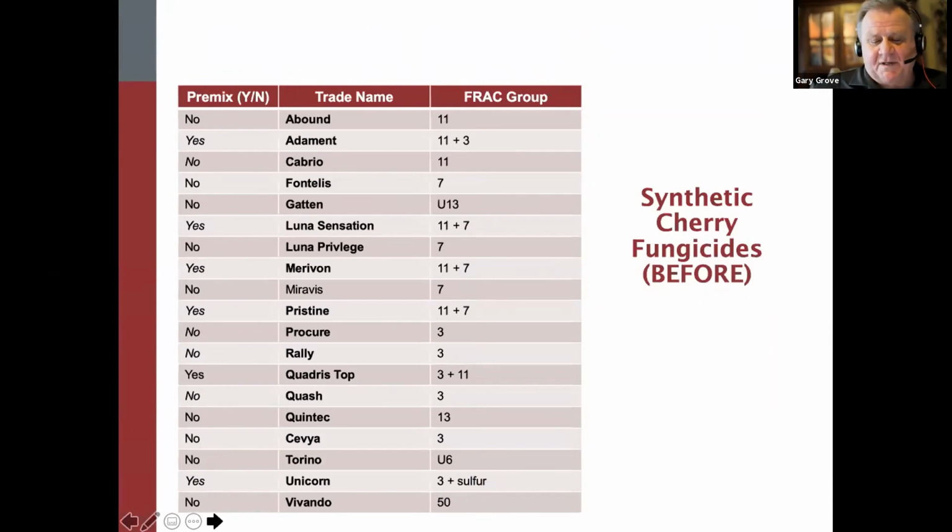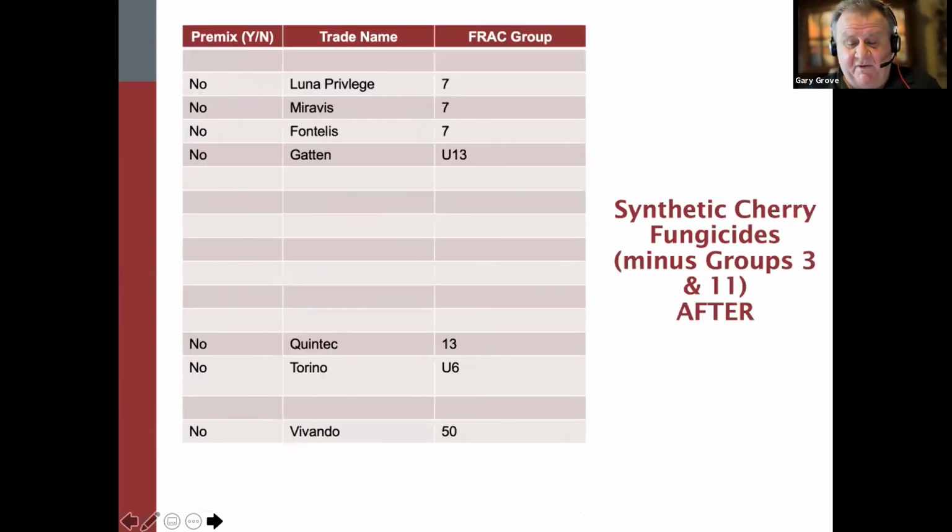So the situation that we were in, I call this the before slide, and you can see this big long list of available fungicides for cherry mildew. Some of them group 11, some group 7s, group 3s, some old ones in there, and also some new ones. One of the new ones is Miravis, which is a group 7. Another is Sevia, a group 3. So these are the synthetic choices before.